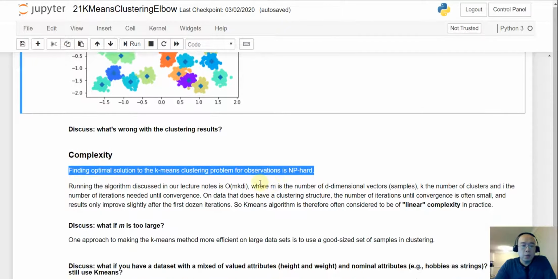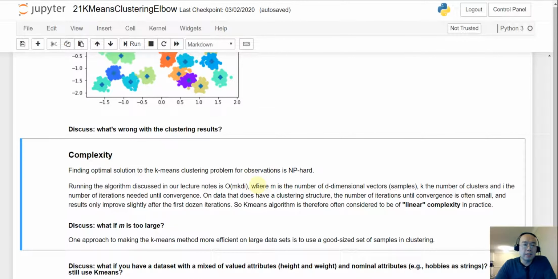The running time of k-means is O(m·k·d·i), where m is the number of samples, d is the dimension of the vector, meaning how many features you have, k is how many clusters you are trying to cluster the samples into, and i is the number of iterations needed.